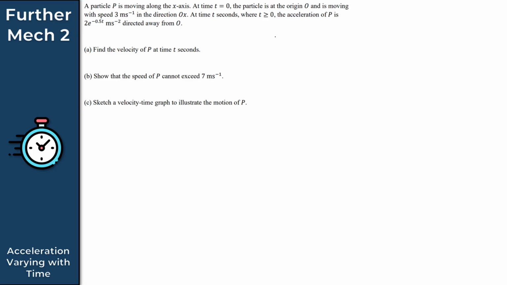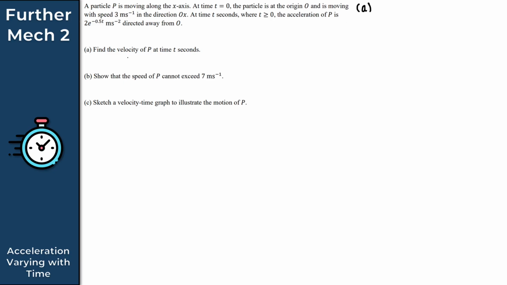Now, at time t seconds, where t is greater than or equal to 0, the acceleration of P is given as the following here: 2e to the power of minus 0.5t meters per second squared, directed away from O. And as we can see, we've got these 3 different parts for this question. So let's just begin with part A.